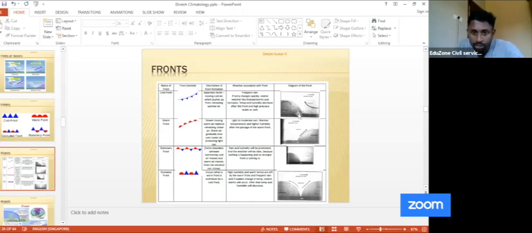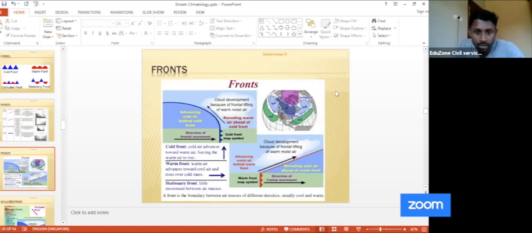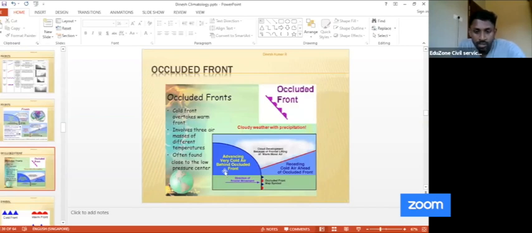See, cold front, it is much steeper. It is not that clear figure. Leave this figure. Clear? Same thing. You can see here, this is my cold front, which is very steep. This is my warm front, which is relatively gentler. Clear? See, this is my occluded front. You can see it very clearly here.